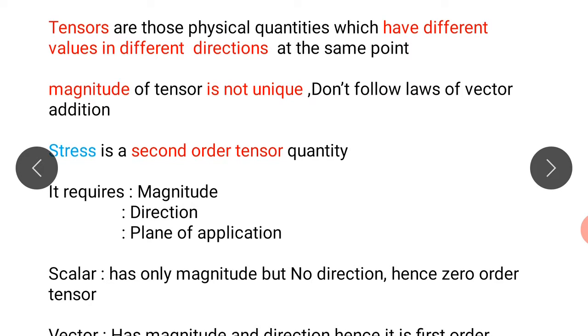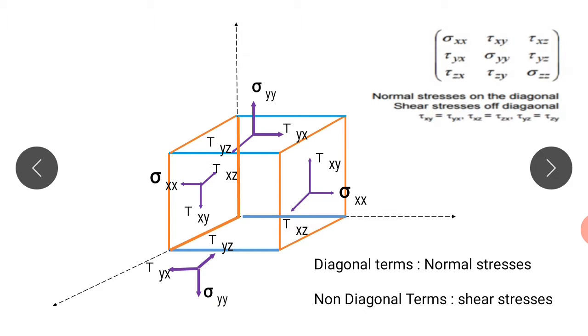So tensors are those physical quantities which have different values in different directions at the same point. So the magnitude of a tensor is not unique. It changes with respect to the specific direction. Hence, it does not follow the law of vector addition. Okay. For example, consider this 3D element. At each face, three stresses are acting. Let us suppose this is the x-axis, this is the y-axis, this is the z-axis.